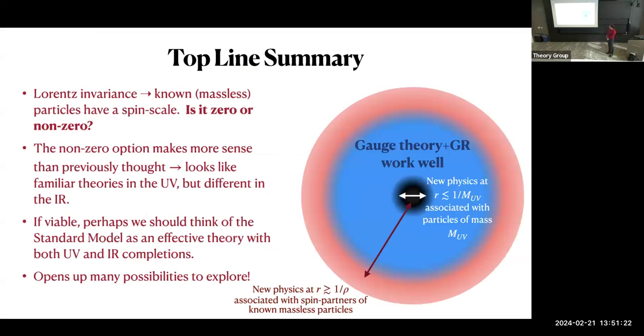So known massless particles do have a spin scale. It's just a question of whether it's zero or not. It's a simple and fundamental question. The non-zero option will turn out to make quite a bit more sense than we previously thought. I think we're just scratching the surface. There'll be a lot of directions to look at. I'll give you a flavor of where we're at. But if this picture holds, it opens up a lot of interesting directions and questions, too many to enumerate. We can come back to this.